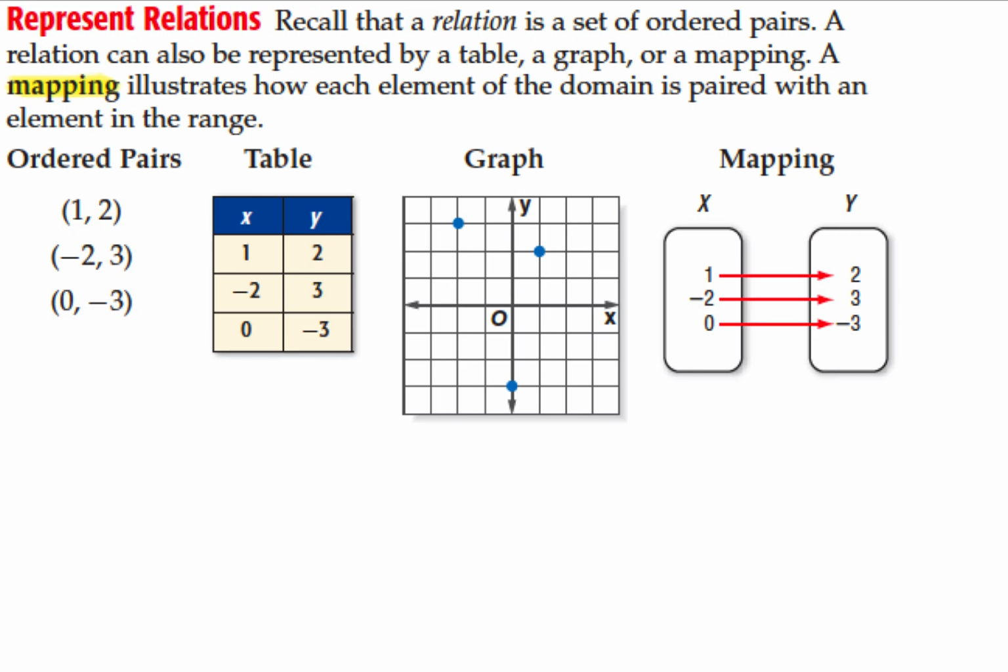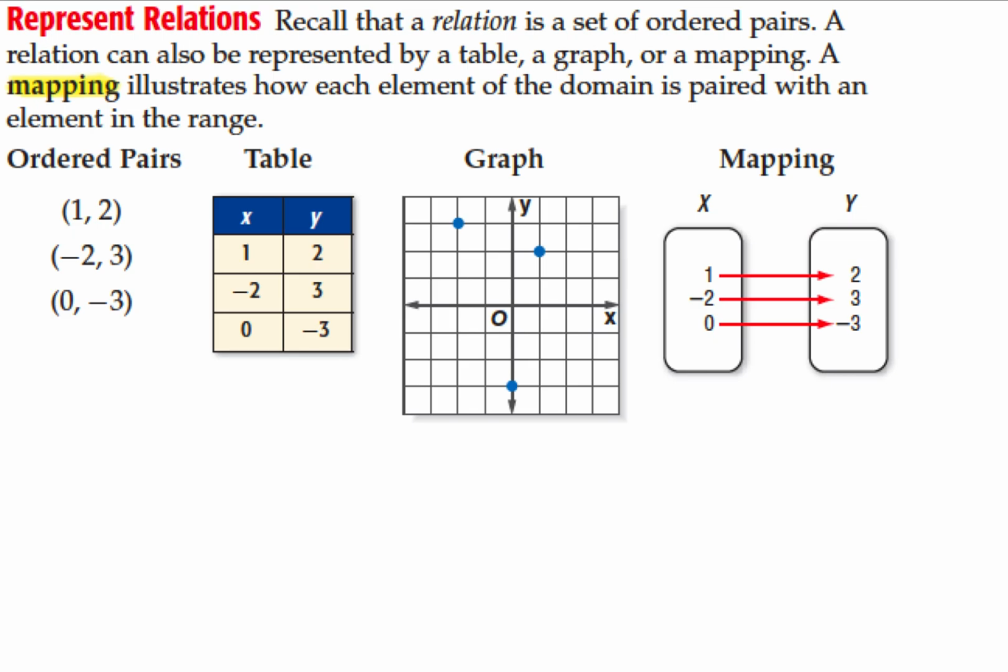Okay, remember that a relation is a set of ordered pairs. A relation can also be represented by a table, a graph, or a mapping, and sometimes an equation. This one, an equation wouldn't work. A mapping illustrates how each element in the domain is paired with an element in the range.